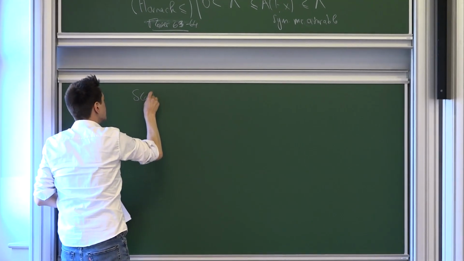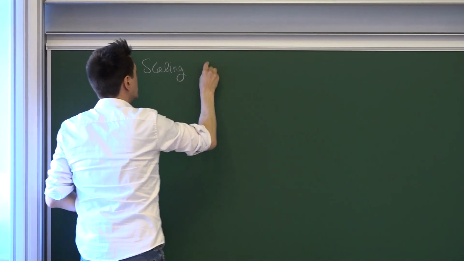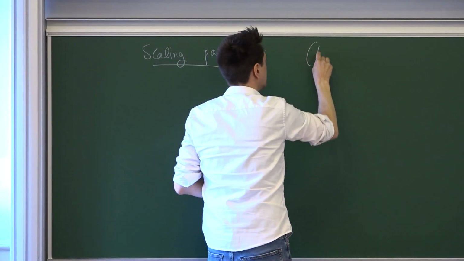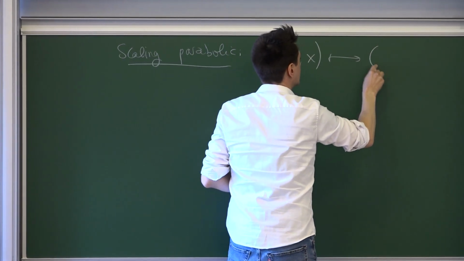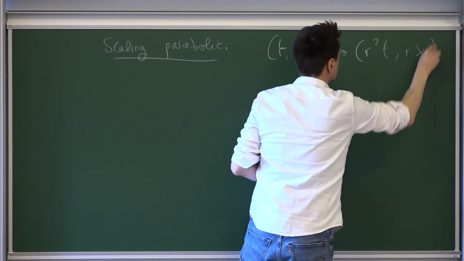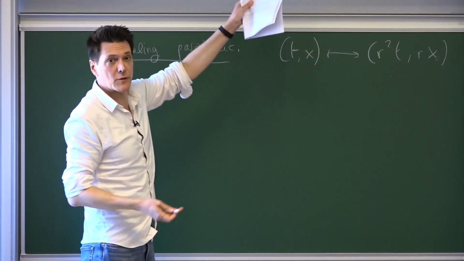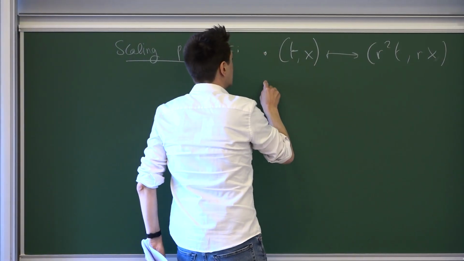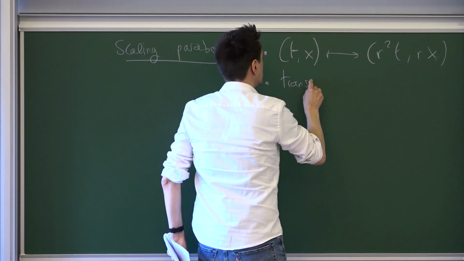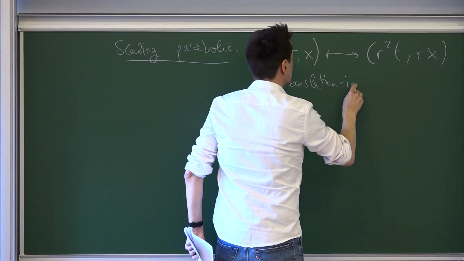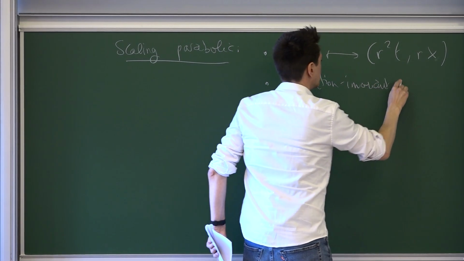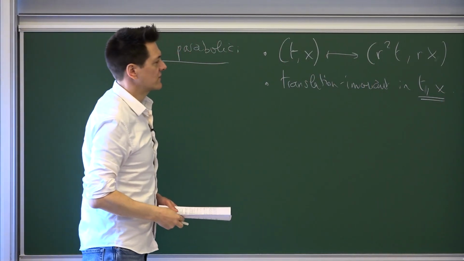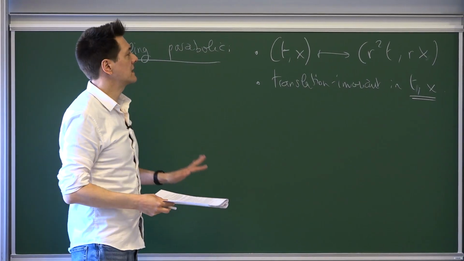The scaling in the parabolic case is this. Tx gives r squared t, rx. You just have to respect the balance of the differential operators in your equation. That's for the scaling. For the invariances by translation, it's again translation invariant in both variables t and x. The elliptic problem was translation invariant in x, now it's translation invariant in t and x.